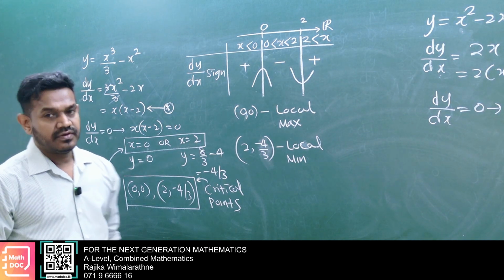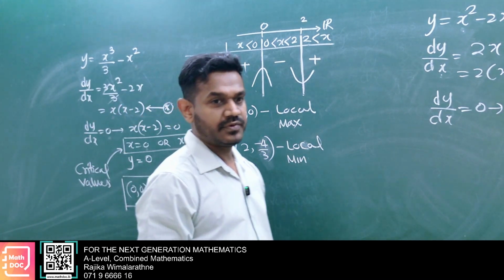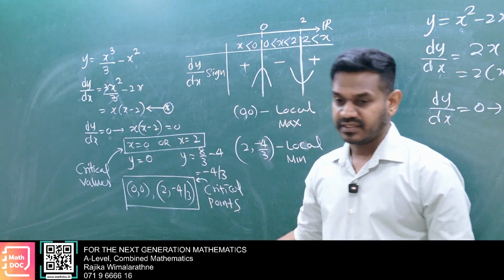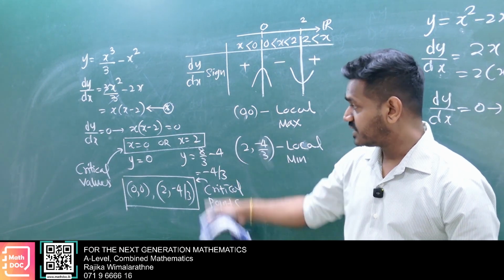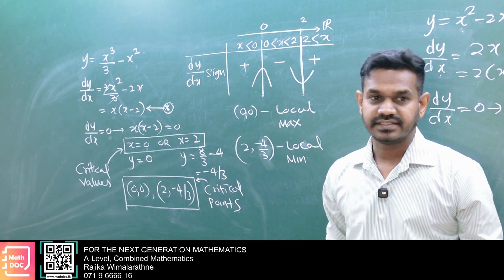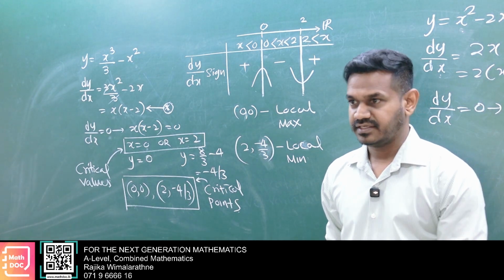Now we have only 2 steps to sketch any polynomials. So here, this step is finding the critical points. Thereafter we have to check the x-intercept and y-intercept, and we can sketch the function.